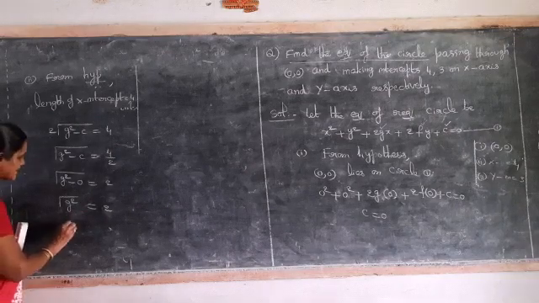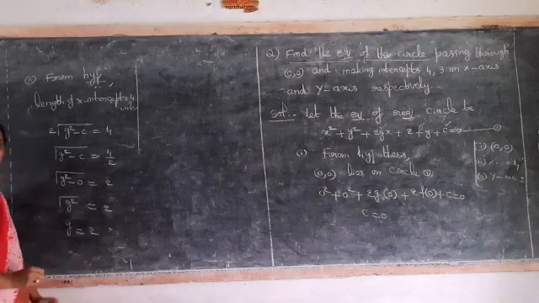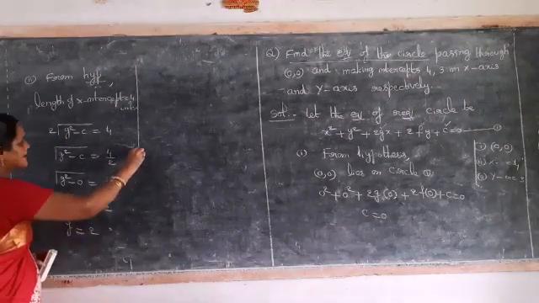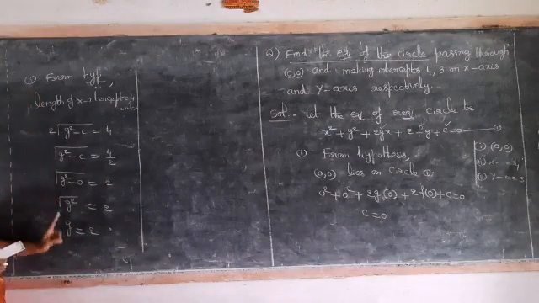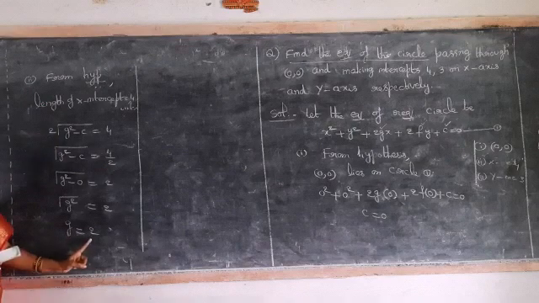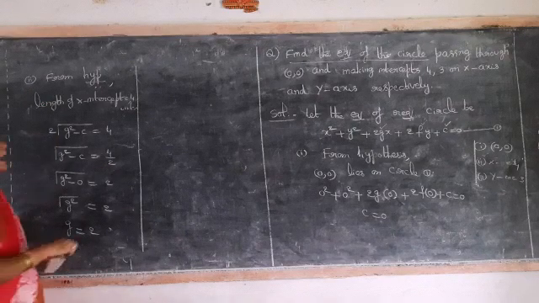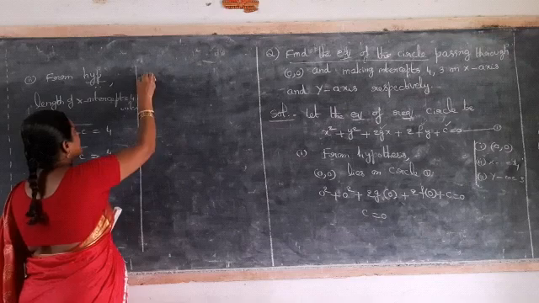Root g square is g. So g is equal to 2. That is, by simplifying the second hypothesis, I got the value of g. Next, I touch our third hypothesis.